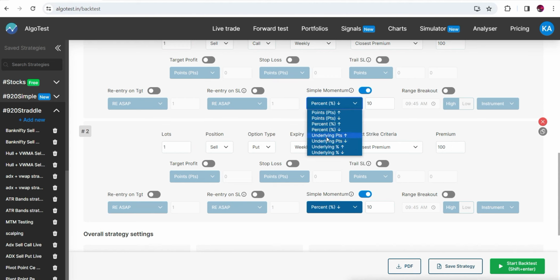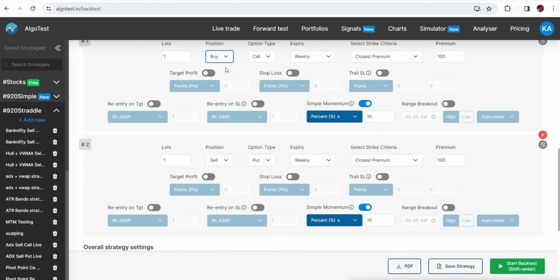Underlying means the index. Now what we want to do is, let me select buy here, also buy here. If the index moves 20 points above from 9:20, then buy the call. And let me select 20 points here, that if the index moves 20 points downside, then buy the put. So now how is this going to work?